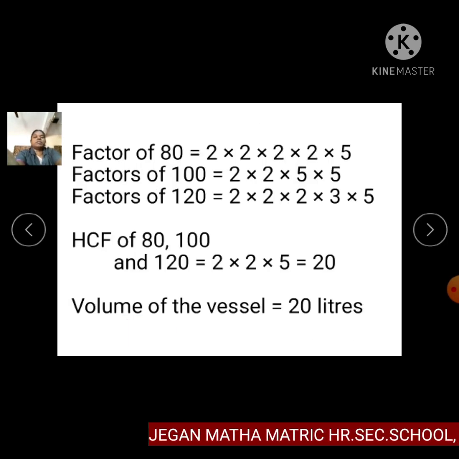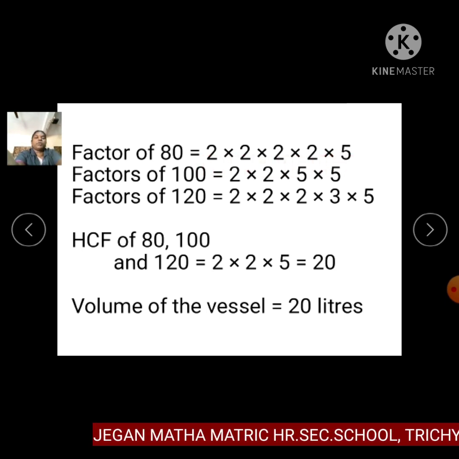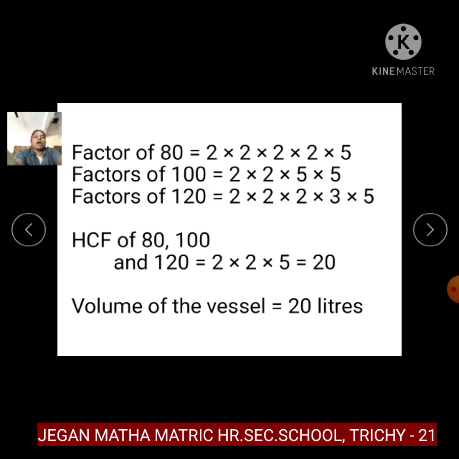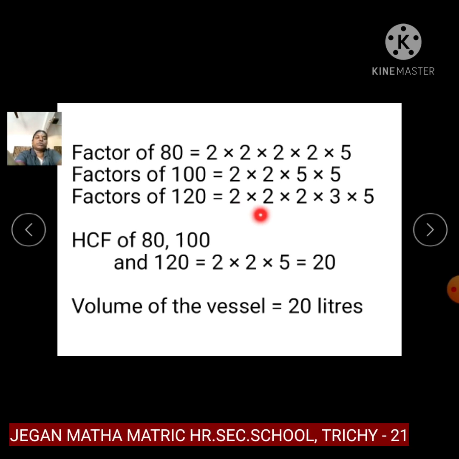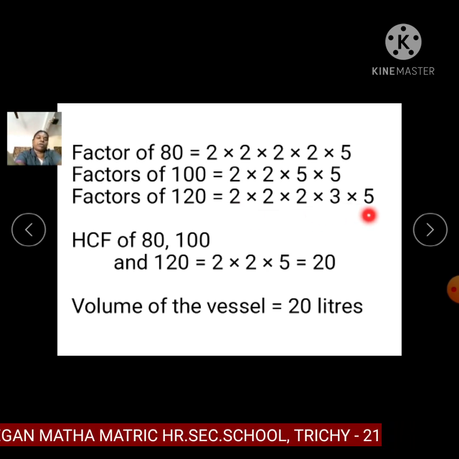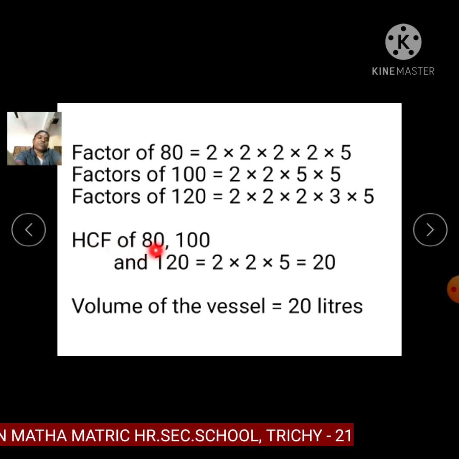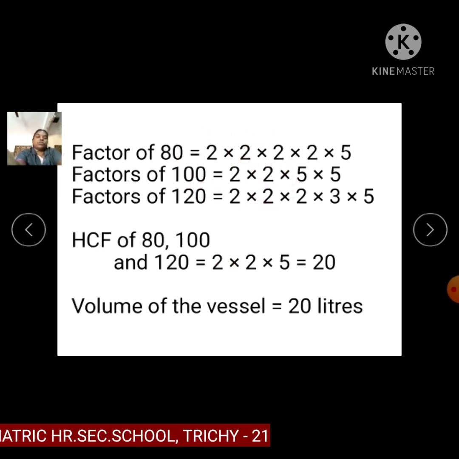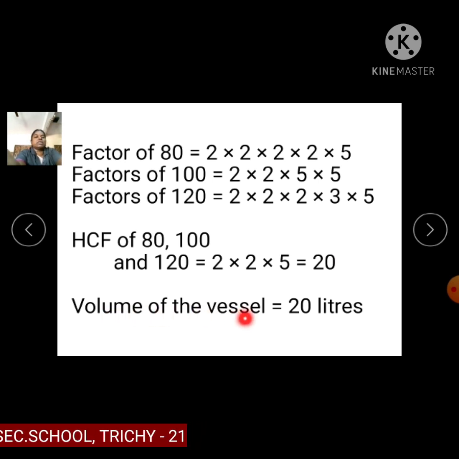We get the factors of 80 equal to 2 into 2 into 2 into 2 into 5. Factors of 100 equal to 2 into 2 into 5 into 5. And factors of 120 equal to 2 into 2 into 2 into 3 into 5. Highest common factor of 80, 100 and 120 equal to 2 into 2 into 5. So we get 20. So volume of vessel equal to 20 liters.